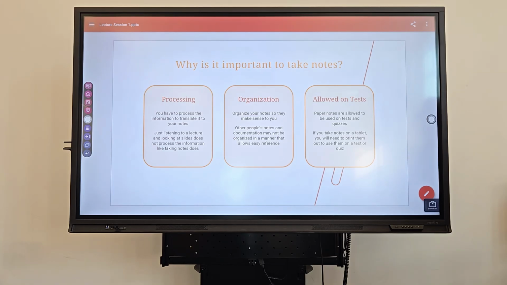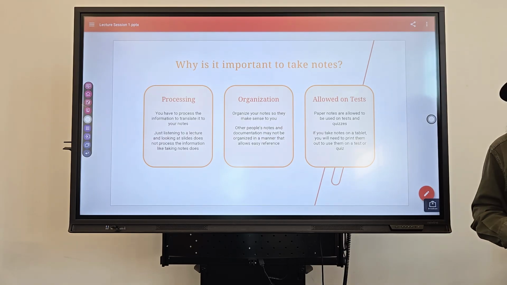You're better off taking notes, detailed notes during class, and throwing them in the garbage on the way out the door than just sitting there doing nothing and just listening. It is important to take notes because of the processing that is involved in the act of taking notes.